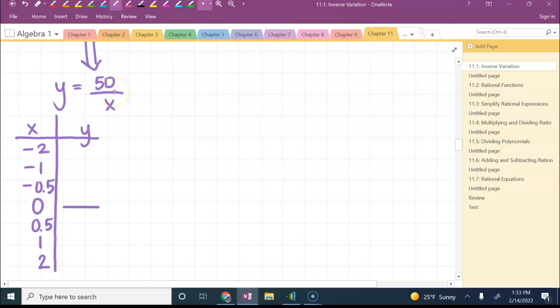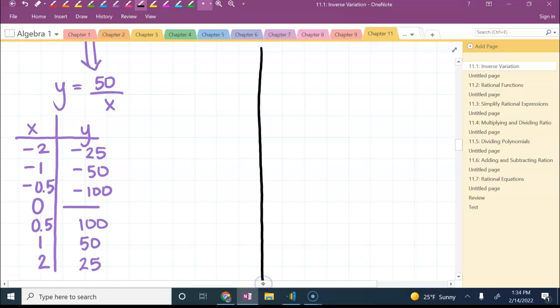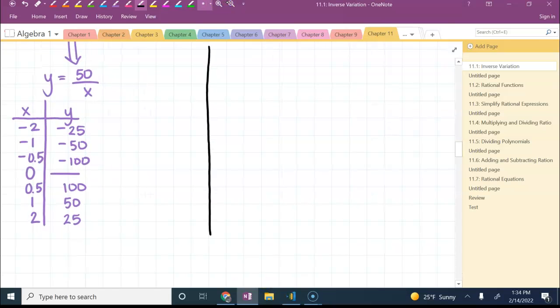So you do 50 divided by -2, which would be -25. 50 divided by -1 would be -50. And then we get -100. And on the other side here we get 100, 50, 25. Now because these points are so big, you're probably going to want to change the scale on your graph a little bit, because you're not going to be able to fit 100 on a normal graph. You would need a lot of room for that.